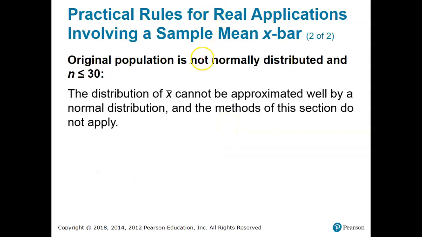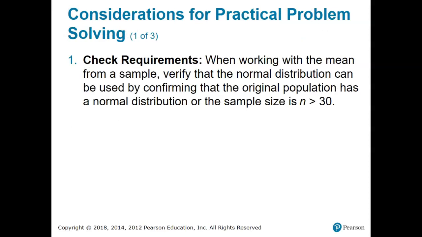Okay, so if we have a situation where we don't know that the original population is normally distributed, and we also have a sample size that's less than or equal to 30, then basically we're not able to proceed with the methods from this section. So the first thing when we have a problem like this is to check our requirements. The two requirements basically are that the original population is normally distributed or the sample size is greater than 30. It has to be one of the two, does not have to be both.